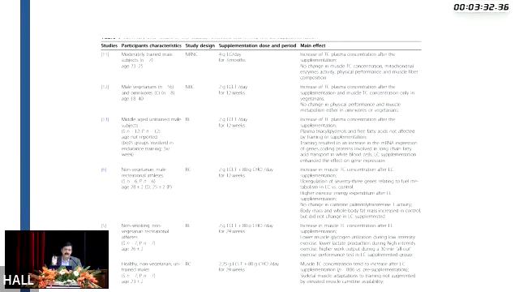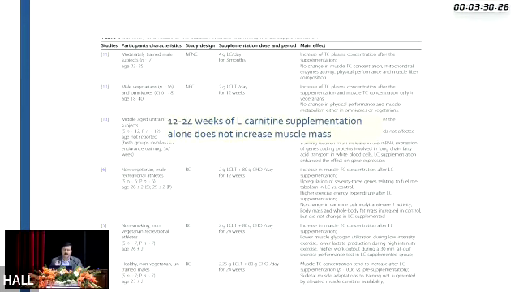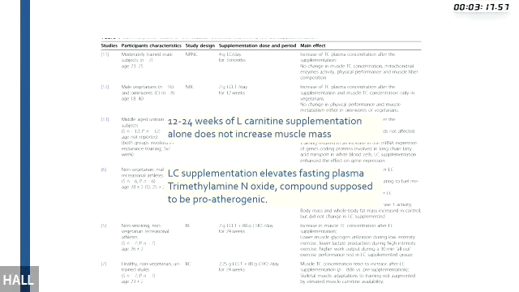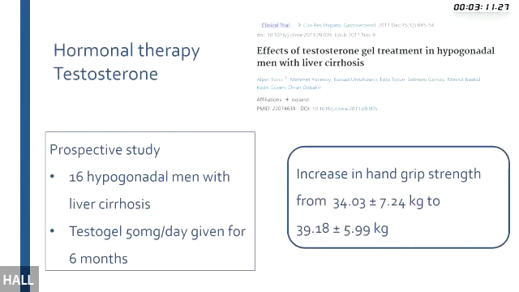However, you have a meta-analysis now which suggests that 12 to 24 weeks of L-carnitine supplementation alone does not increase muscle mass. And there is an active component of this drug, which is trimethylamine N-oxide, which is considered atherogenic. So we do not have good data to support the use of this drug in patients with liver cirrhosis so far. Let's move on to the hormonal therapy.